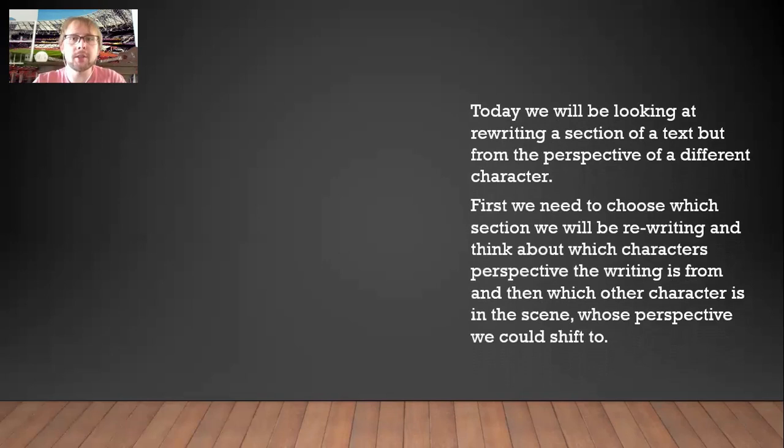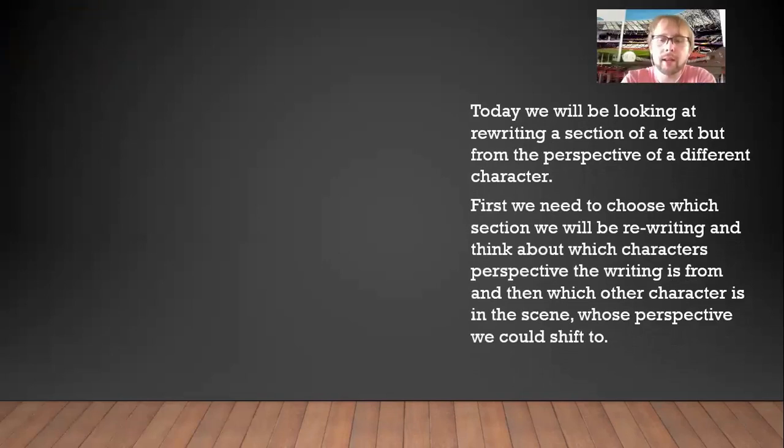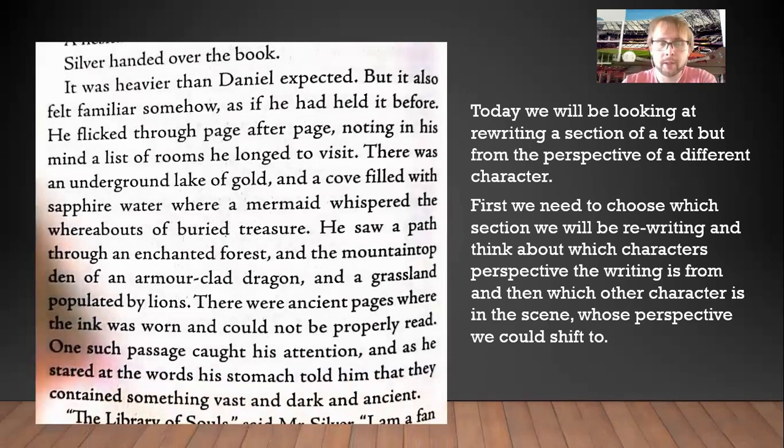So the first thing you need to do when you are rewriting anything to change the perspective is to firstly choose which section you're going to rewrite, and then also who the perspective is currently being read to us from. So if we look here, this is the section I've chosen. We can see straight away it was heavier than Daniel expected. If it's something talking to you about how Daniel is feeling or something that he's thinking, then that's from his perspective. So at the minute, we are reading something from Daniel's perspective.